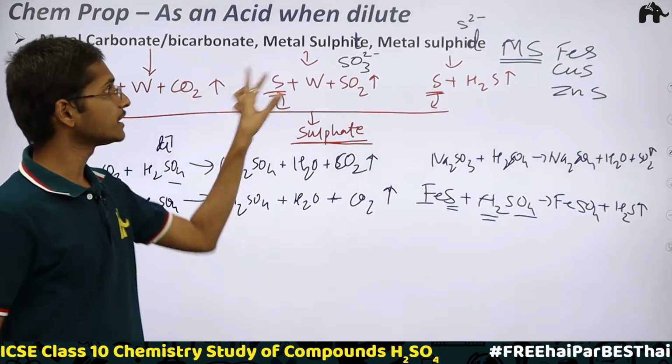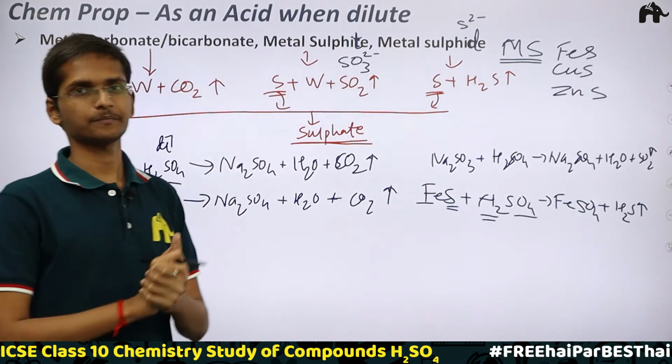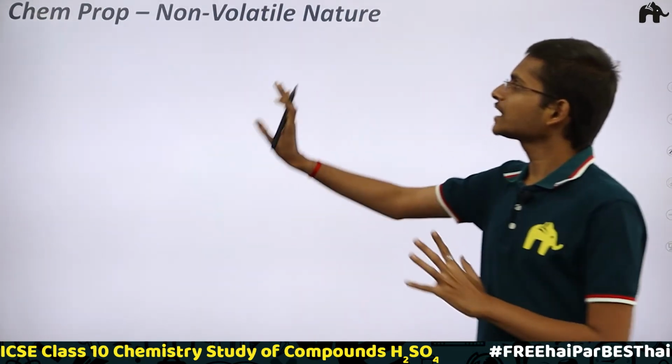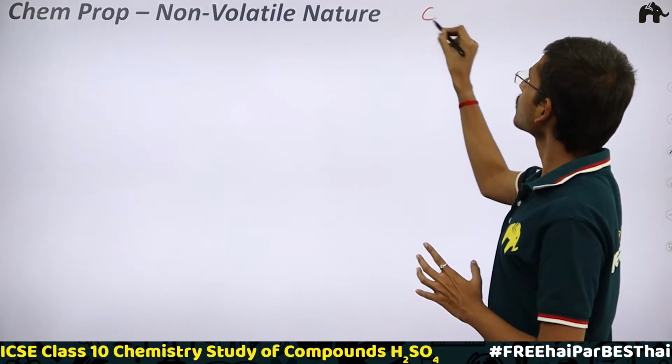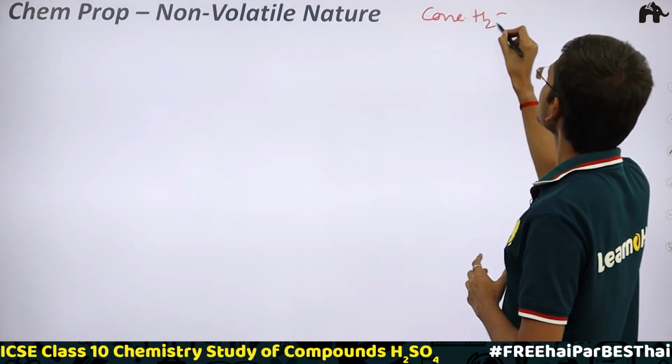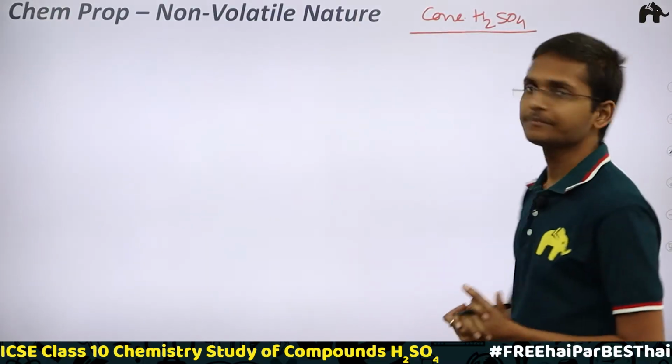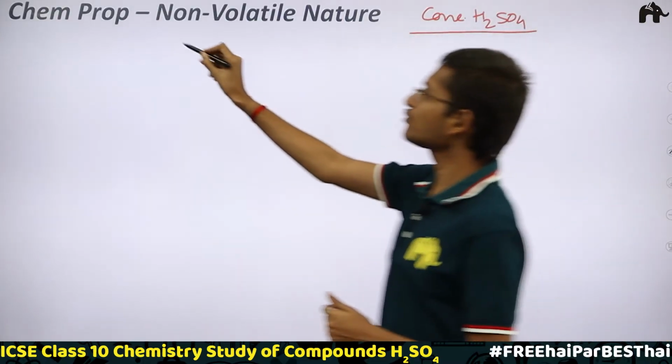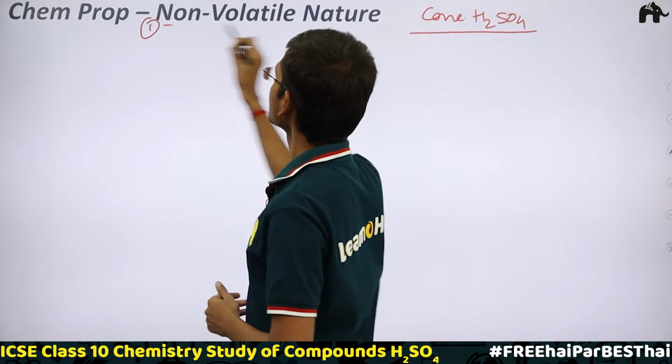Okay, this is the very basic difference which I hope you would be knowing. Okay, so now let's see the chemical properties of concentrated sulfuric acid. Okay, now the first one is non-volatile nature.